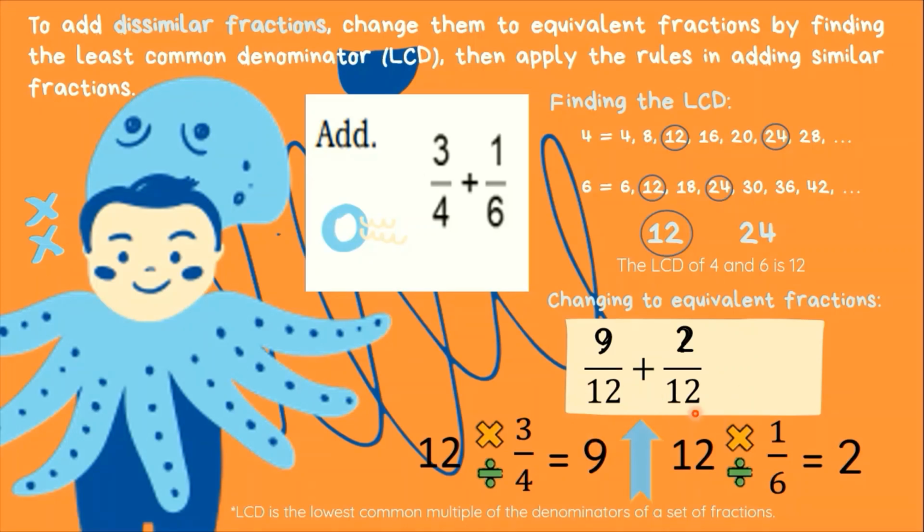Now that we have similar fractions, we can then proceed to the rules of adding similar fraction. Yun nga ay, ipagpa-plus lamang natin yung numerators. 9 plus 2 is 11, and then copy the common denominator, which is 12. 11 and 12 ay wala naman silang greatest common factor. Hindi na natin siya kailangan pang i-simplify dahil ito na yung sagot. Therefore, 3/4 plus 1/6 is equal to 11/12.